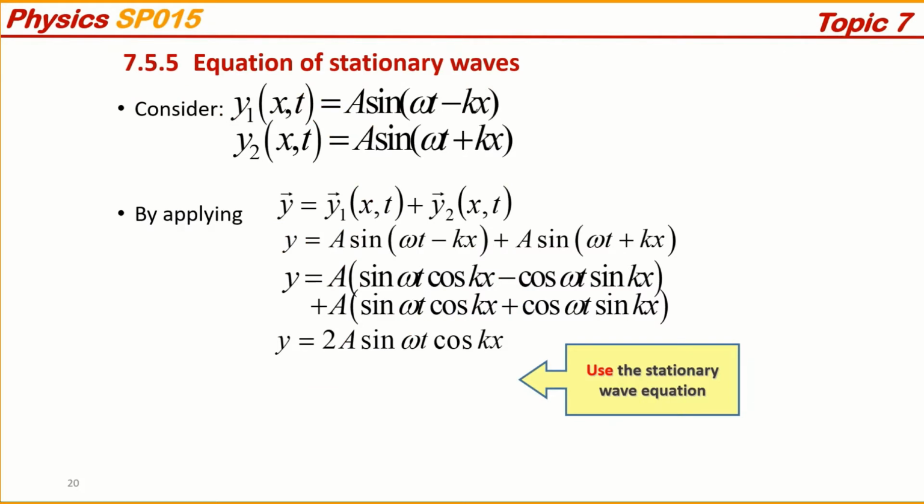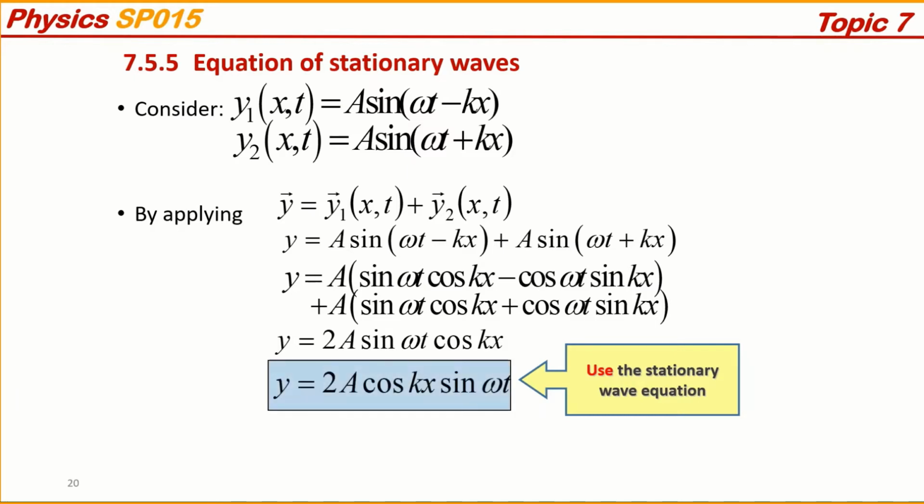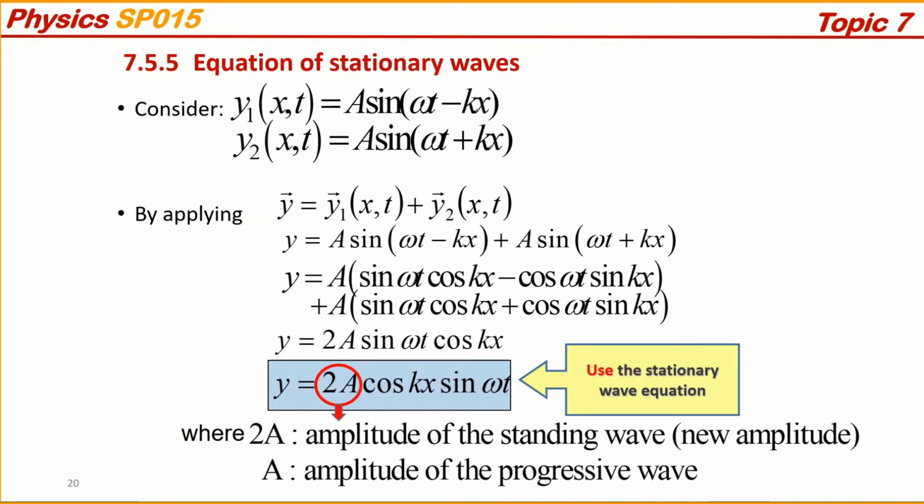Equation of stationary wave. Consider you have two waves, y1 equals a sine(omega t minus kx), y2 equals a sine(omega t plus kx). By applying y equals y1 plus y2, mathematical solution, y equals 2a sine omega t cos kx. Finally, you get y equals 2a cos kx sine omega t, where 2a is the amplitude of the standing wave or new amplitude, and a is the amplitude of the progressive wave.